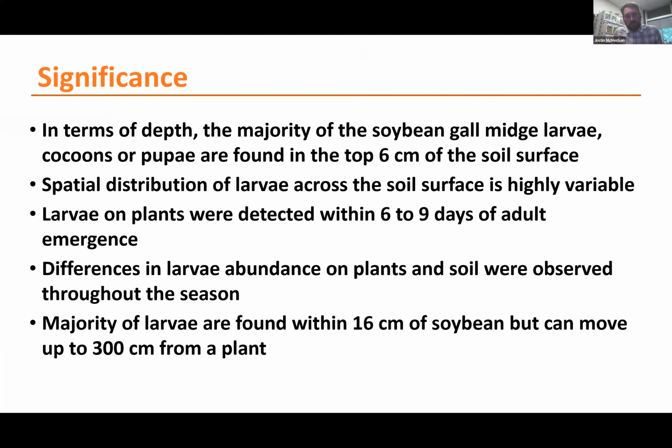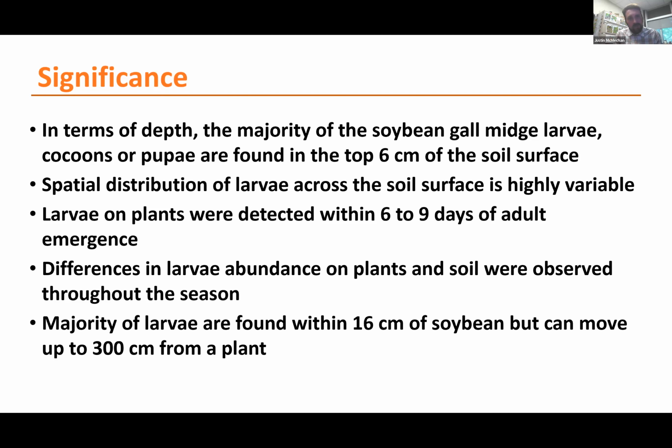So in terms of the significance of this work, the depth, the majority of larvae and cocoons or pupa were found in the top 6 centimeters of that soil surface. Spatial distribution of larvae across the soil is highly variable. Larvae on the plants were detected about 6 to 9 days after adult emergence. And that difference in larval abundance on plants and soil was observed throughout the season.